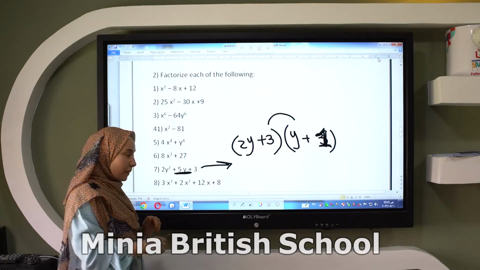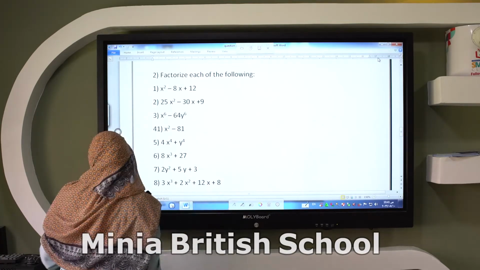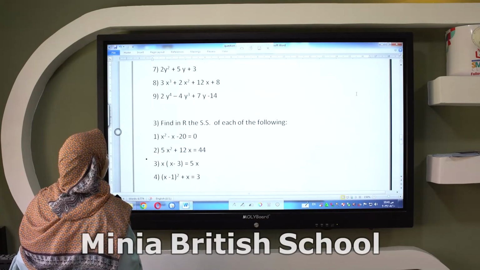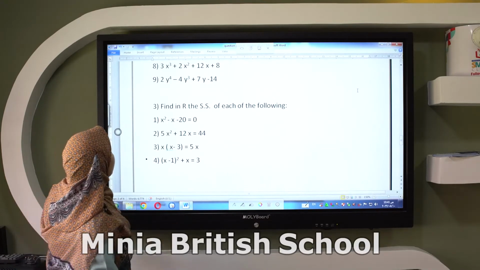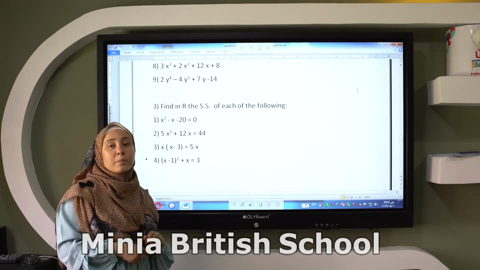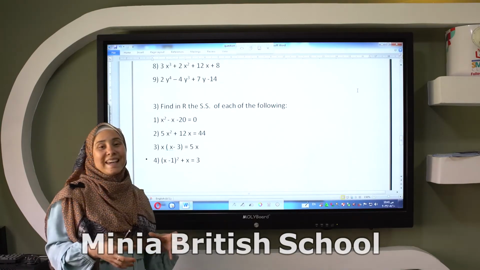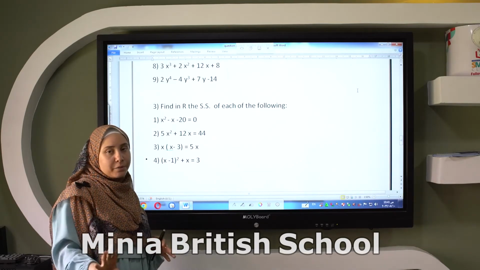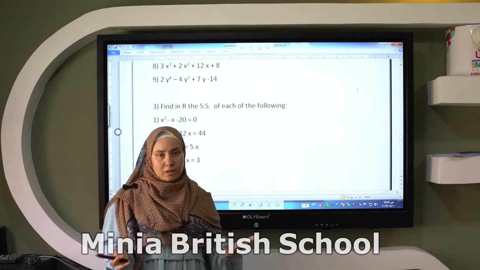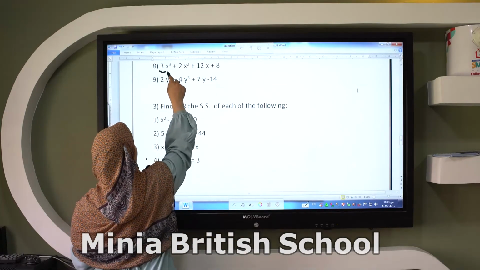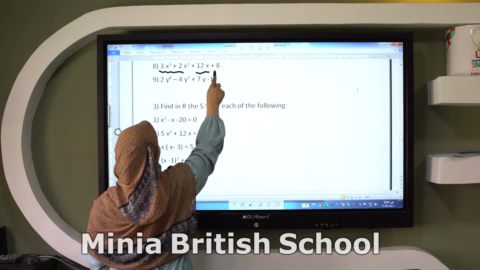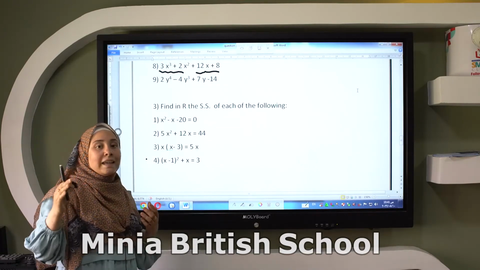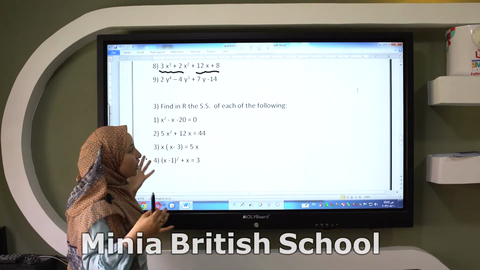Number 8, okay, last one, 8 and 9. In this expression, 3x power 3 plus 2x power 2 plus 12x plus 8, I have what? I have 4 terms in this expression. So I will factorize it by grouping, okay? You can take the first 2 terms as a group and the second 2 terms as a group. Here, take the common factor in each group.